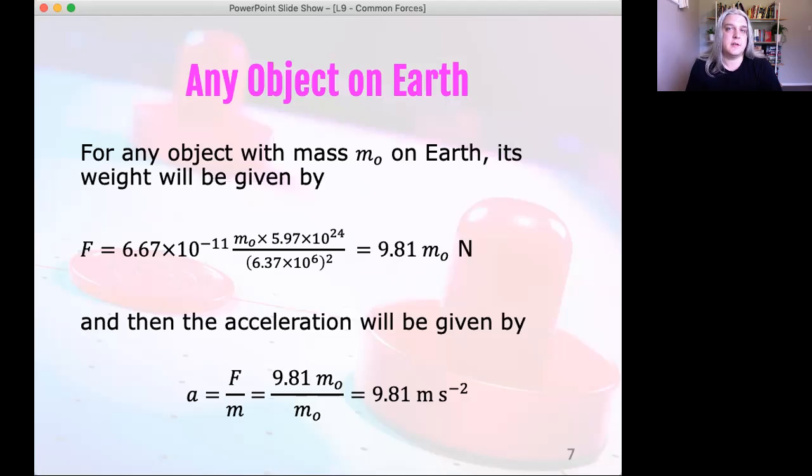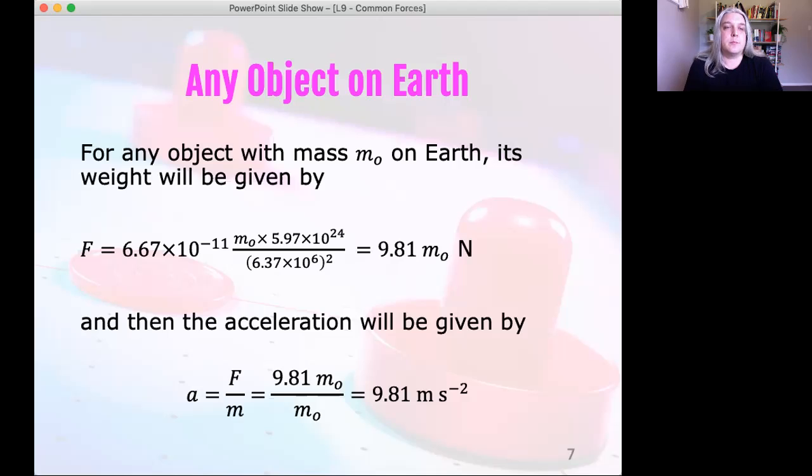That's the magnitude of the weight force for this object, any object of mass m0. And therefore the acceleration is going to be that weight force divided by the mass of the object. And since we've still got m0 in our value, it's not 9.81 newtons, it's 9.81 times m0 newtons. So we just cancel out the m0 and we're left with the acceleration always being 9.81 meters per second squared.